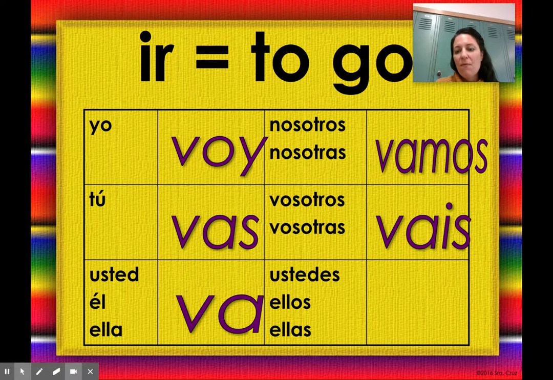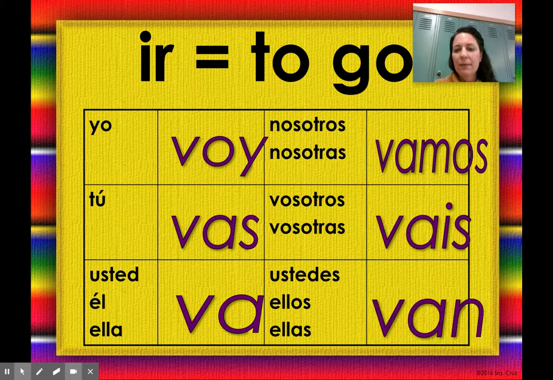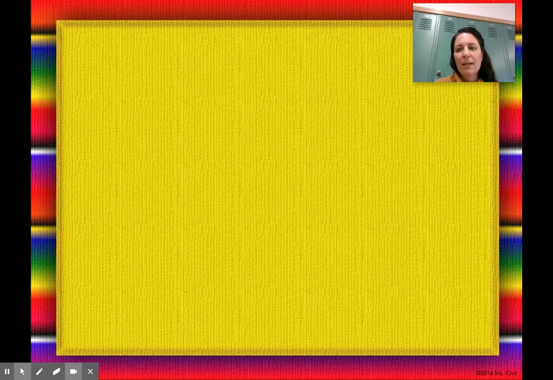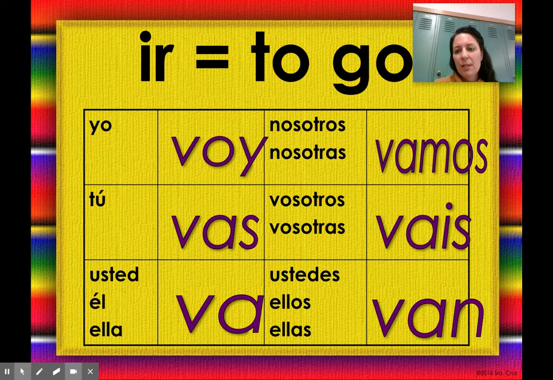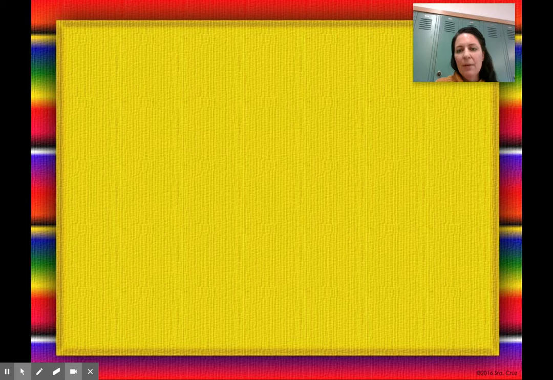Vosotros vais, y'all go or y'all do go or y'all are going. And then ustedes van. So ellos or ellas, they, or ustedes is the you all, or you guys if you're not from Spain. Van, y'all go or you all are going wherever you're going. So make sure you have those conjugations in your notes because you will need them for MindTap.